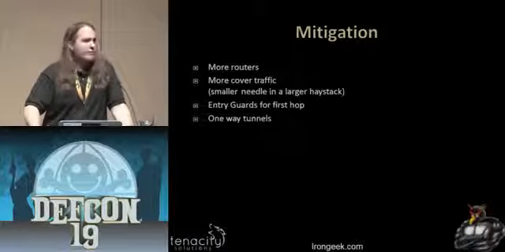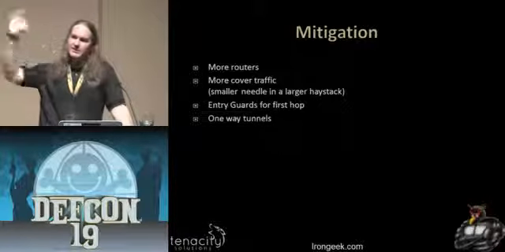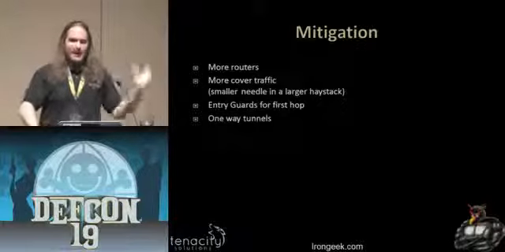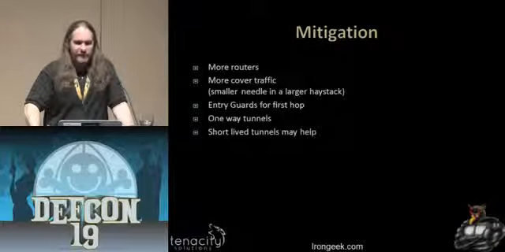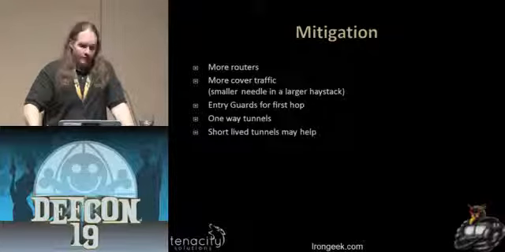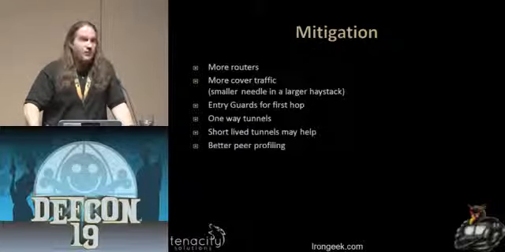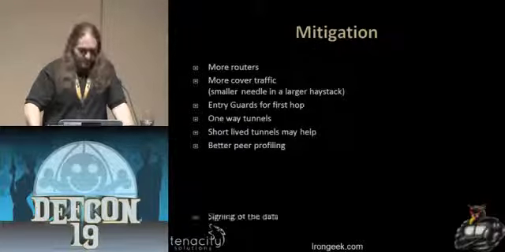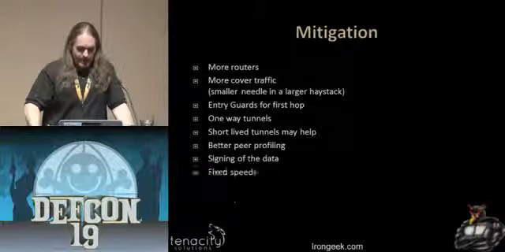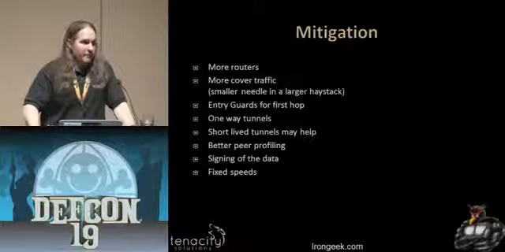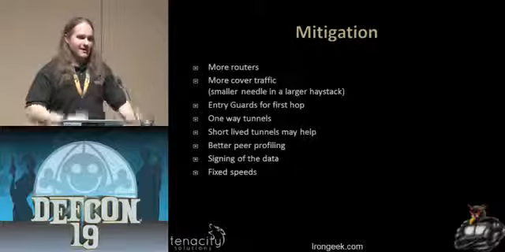One-way tunnels may also help somewhat. If your message is going out one set of nodes, but it's not coming back the same path, it should confuse some traffic analysis attacks. Short-lived tunnels may also help, giving people less time to profile. Better peer profiling to try to spot bad actors. Signing of the data, of course. And fixed speeds is another thing that's been proposed, to where someone only sends at a certain data rate.